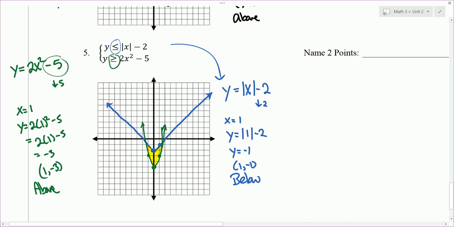So we can pick the point right there at (0, negative 3). And then right below that at (0, negative 4). And there we have it. Enjoy your homework.